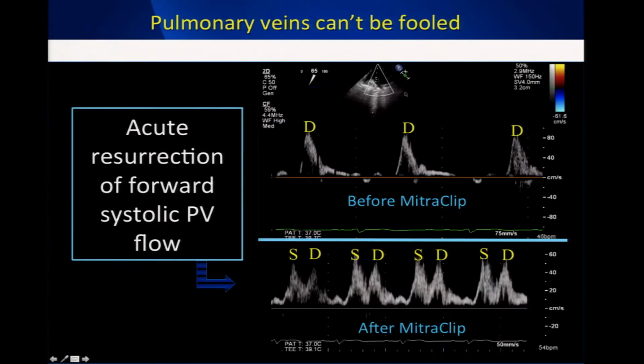And this is what we saw. This was the pulmonary veins at baseline, basically D wave only, really no S wave. And then immediately after 2 clips is sort of resurrection of the S wave. So the pulmonary veins love the result. Color Doppler looked a little better. So that's just an example of the total hemodynamics and recognizing that even an acute change like this can have a dramatic improvement in physiologic flow.